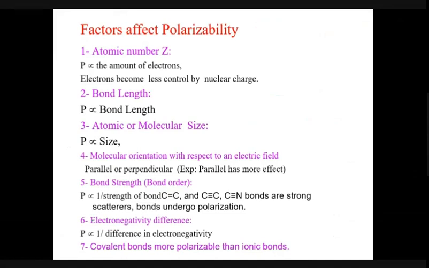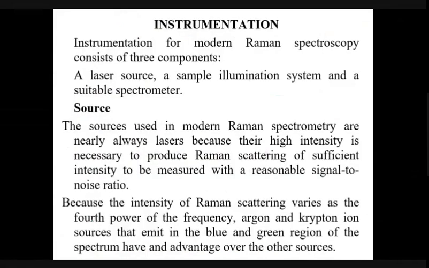Then the last one, covalent bonds are more polarizable than ionic bonds. Now, immediately what comes to mind is, sir, an ionic bond is already a polar bond. So something which is already polar, it is difficult to make that bond more polar. A covalent bond, comparatively less polar, will be in a way easy to polarize. Now, instrumentation, we will study that in the next lecture.